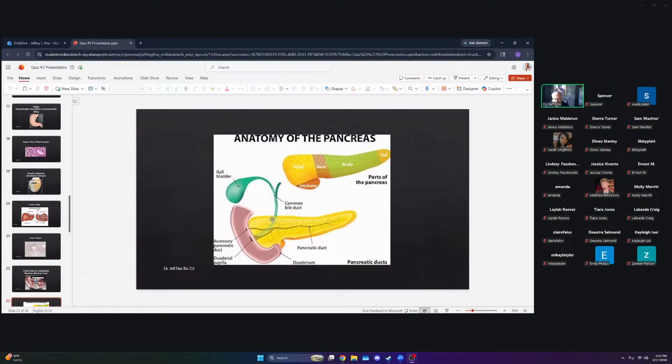Okay, for your lab quiz, like I said, know the head, body, and tail of the pancreas, know the pancreatic duct.